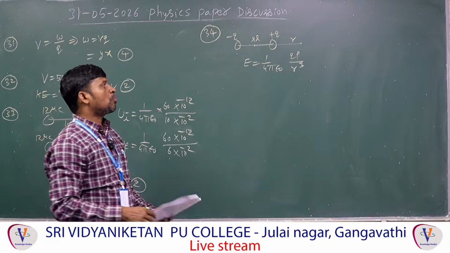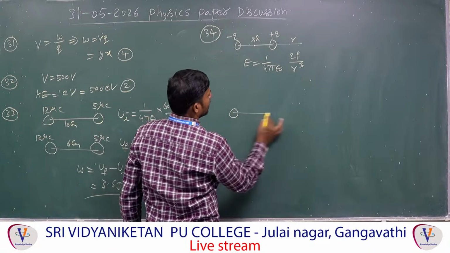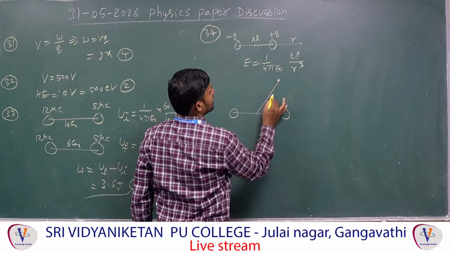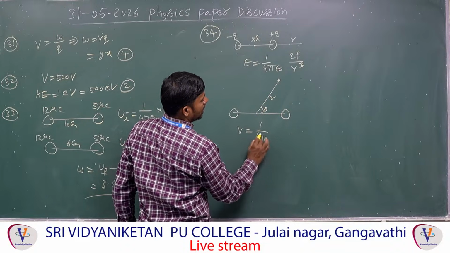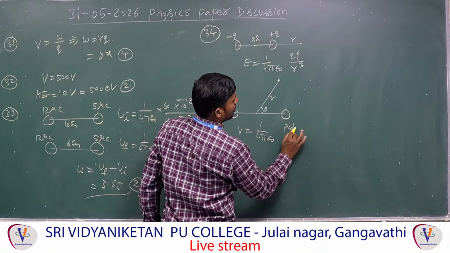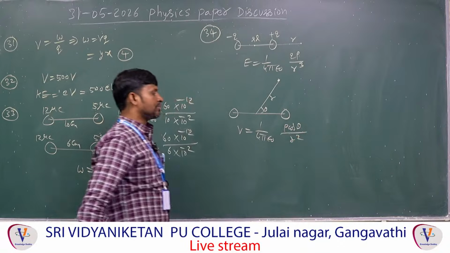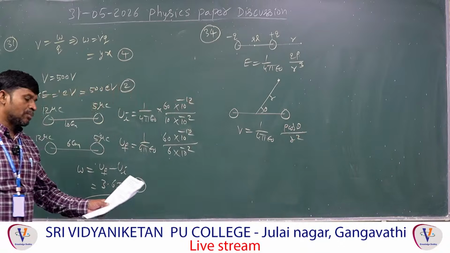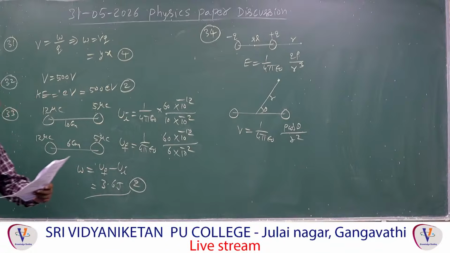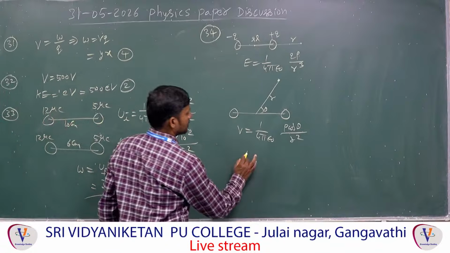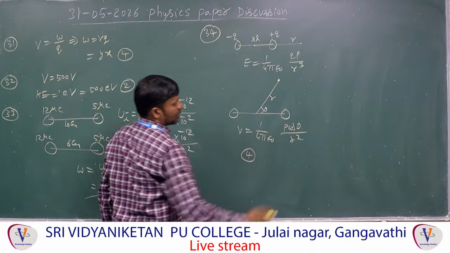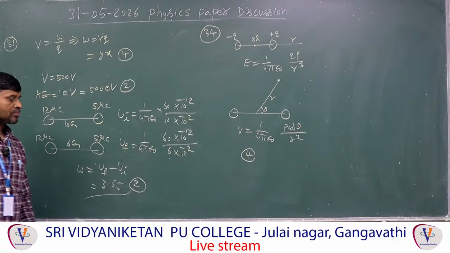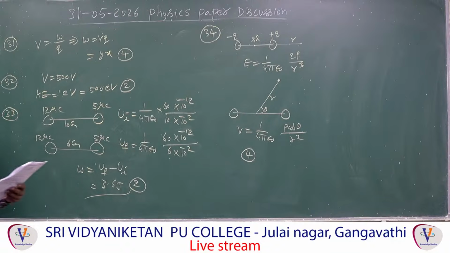Next, also potential. Already we know the potential at a distance R, at angle theta. What is the potential? 1 by 4 pi epsilon naught P cos theta by R square. And the potential is inversely proportional to R square. Inversely proportional to R cube, inversely proportional to R square. That's where we get the fourth option.